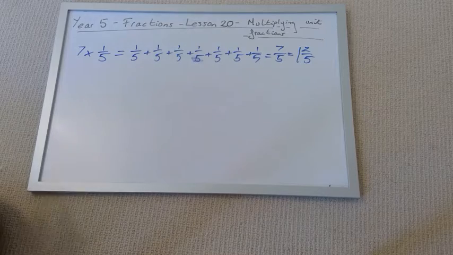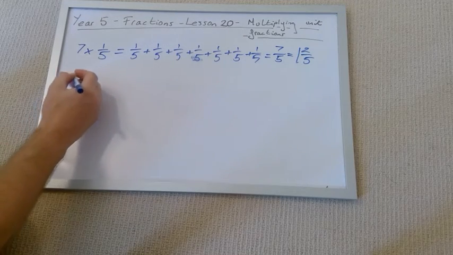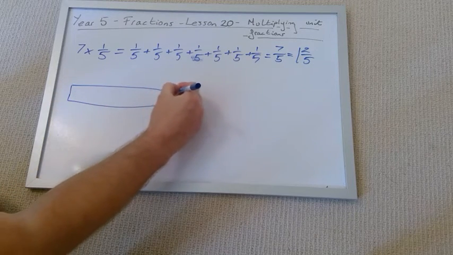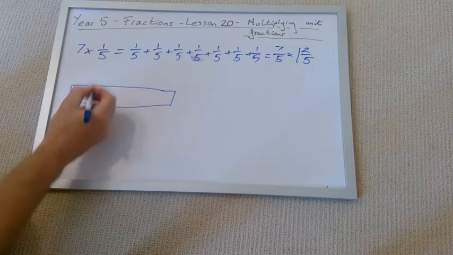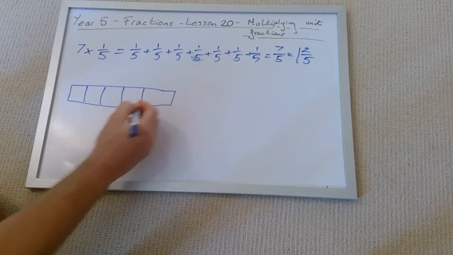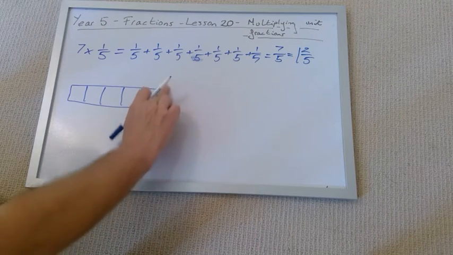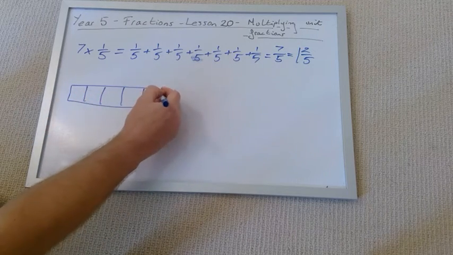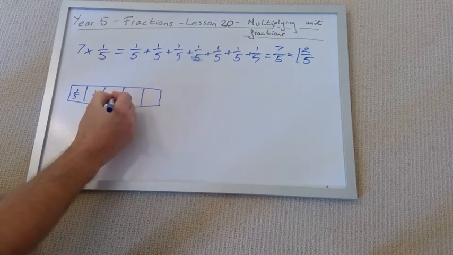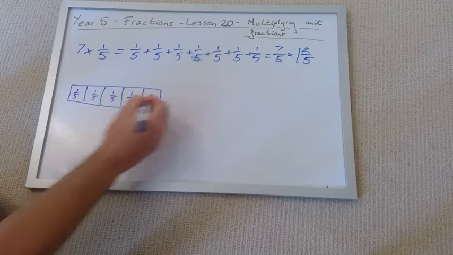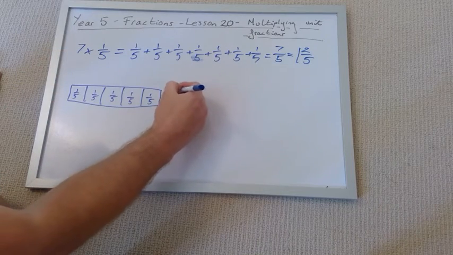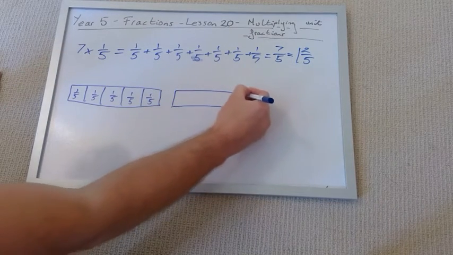I could have visually represented this. So I would have drawn a fraction strip or a bar, and then split it into 5 equal parts, this bar. You guys will probably do a much better job than me. 1, 2, 3, 4, 5. Each of these parts is a 1/5, because I've split my whole into 5 equal parts. But I need 7/5, so I need to draw the same again. You use a ruler, make sure it's nice and neat.